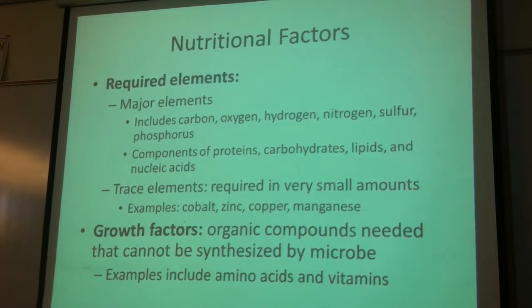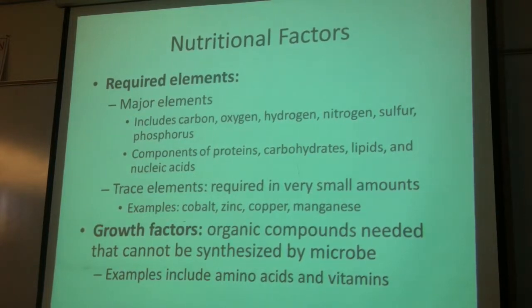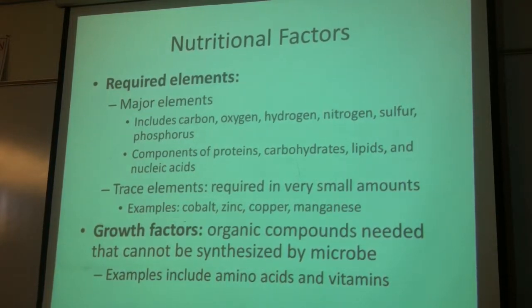So, we are organics. We come from carbon. That just means it has carbon in it. These are just the most common elements. We need the components to make proteins, carbohydrates, lipids, nucleic acids, DNA. All of these are just important major elements.